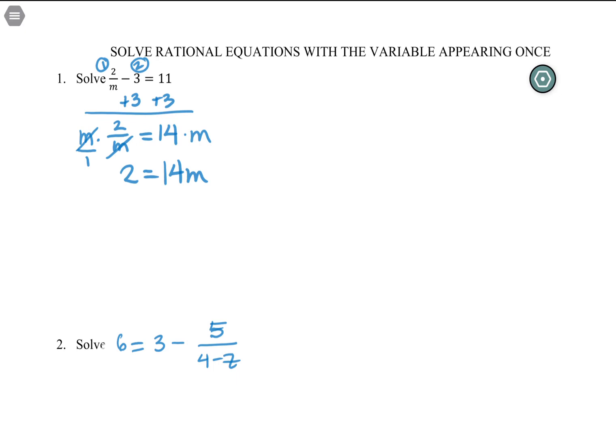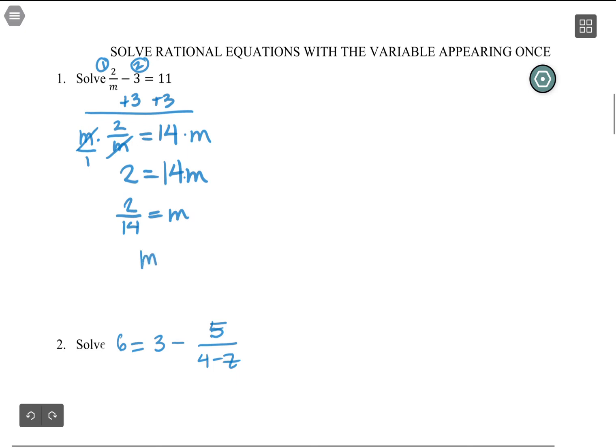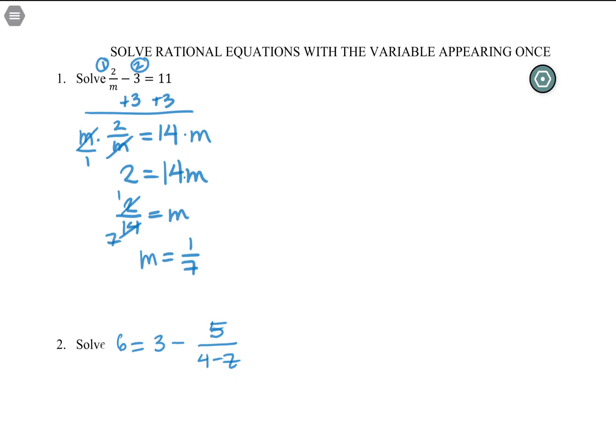Okay, this did create now a multiplication by 14, so while we didn't originally have that one listed, we'll have to deal with it now, which means that m is equal to 1/7. So we're reducing that fraction. 2 goes into 14 7 times.